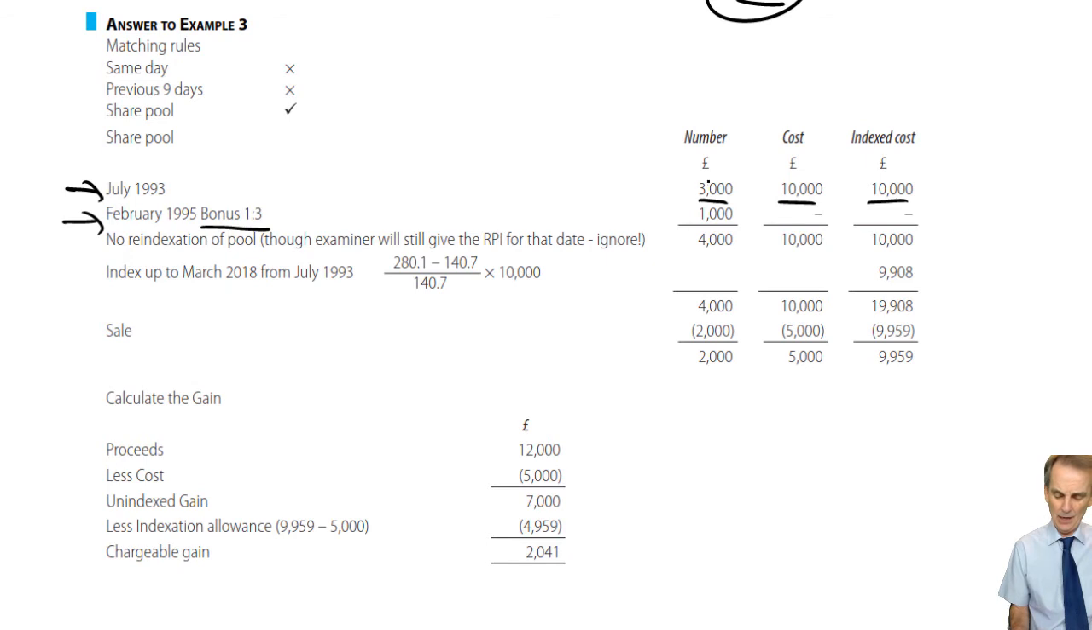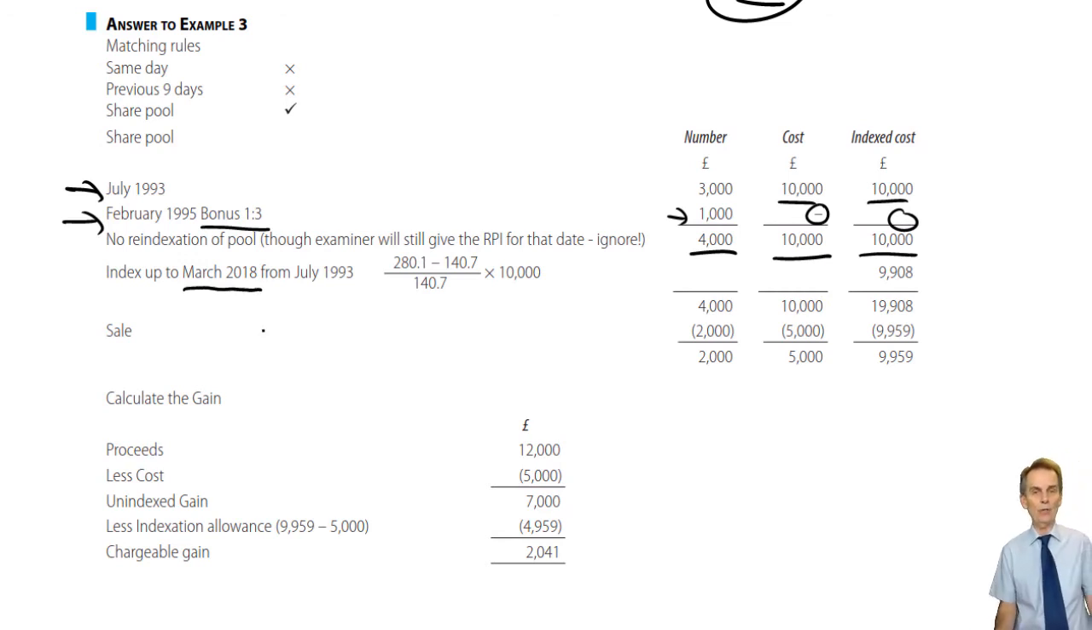1 for 3 on 3,000 shares held is, of course, the 1,000 shares that we see going in there. No change in cost, no change in index cost. It is simply that we're now deemed to own 4,000 shares. We do own 4,000 shares with a cost of 10,000 and with an index cost of 10,000. The indexation occurs at the date of the next operative event. There were no further purchases of shares, and therefore it's the disposal.